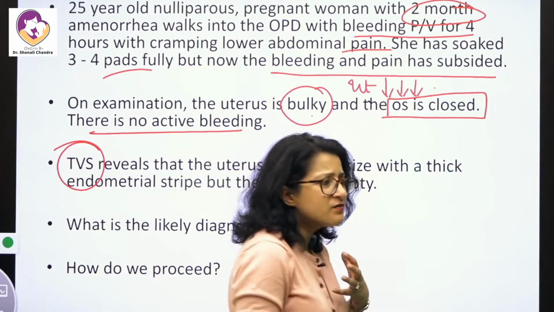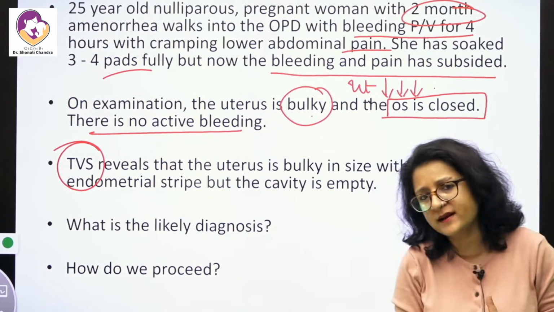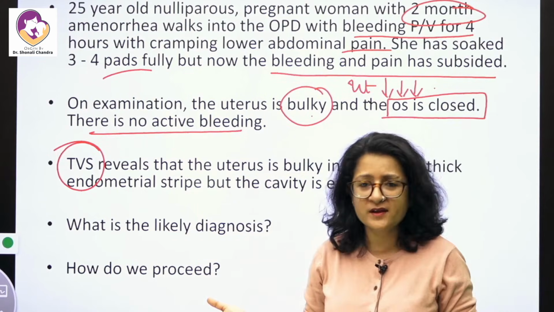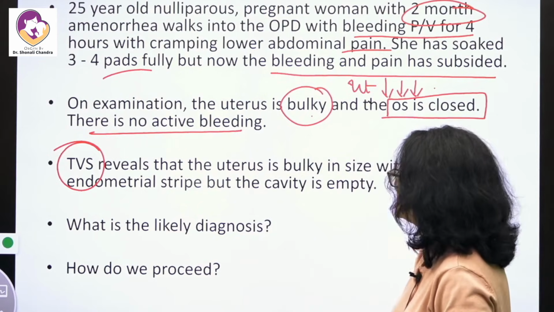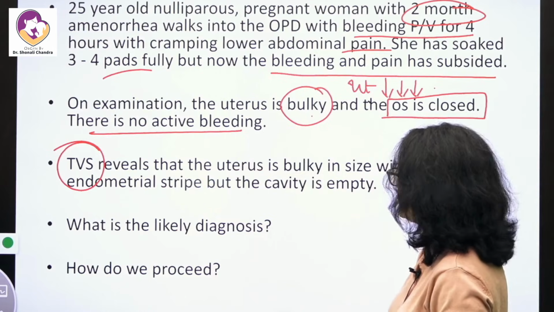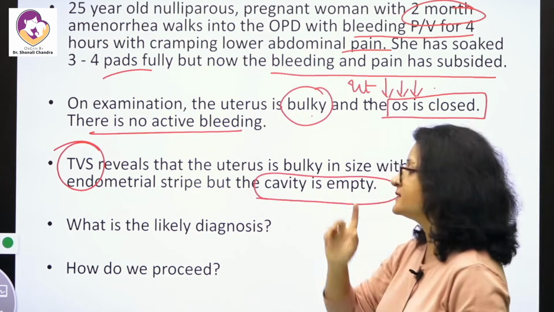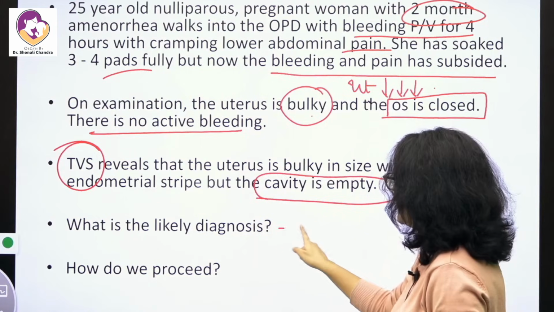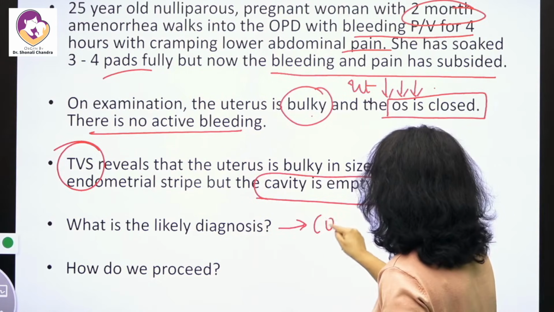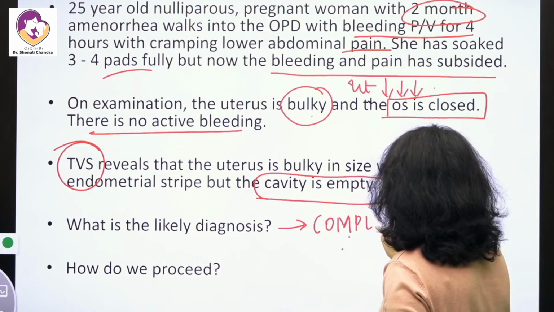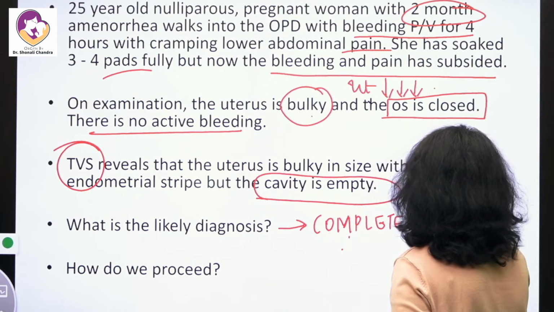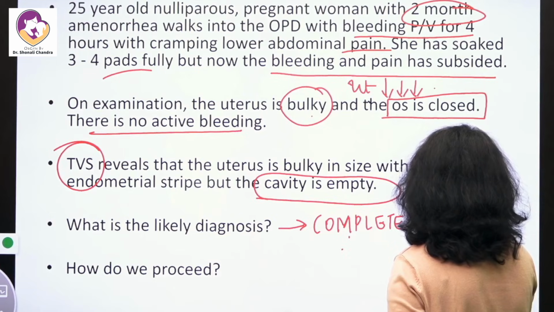I want to see if there is something still left inside the uterine cavity or has everything emptied. So I go for an ultrasound. The uterus is bulky. There's a thick endometrial stripe. Very importantly, the cavity is empty. And now the likely diagnosis is that she has had a complete spontaneous abortion on her own.